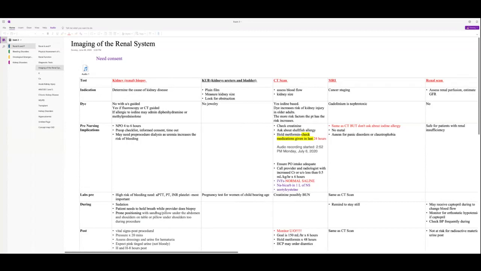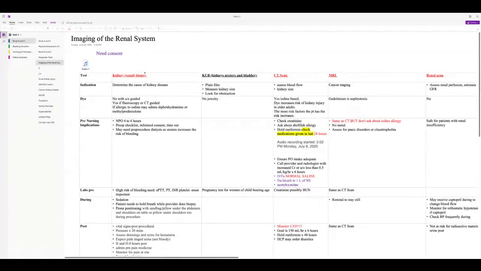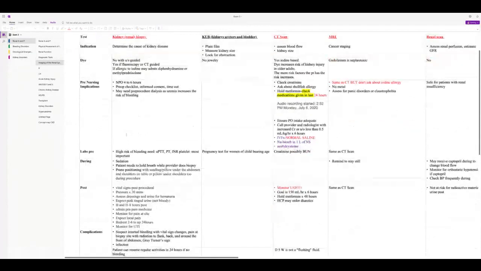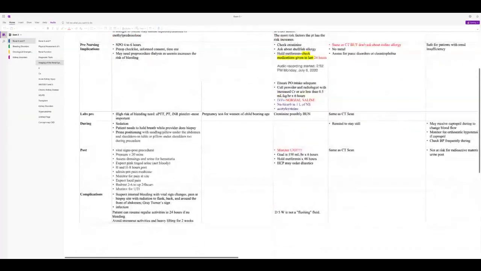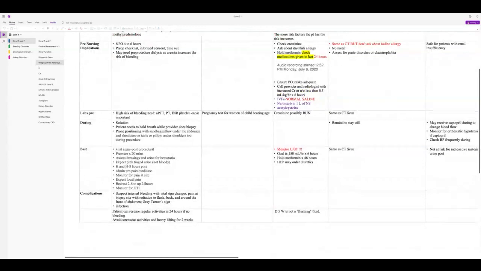So beforehand, make sure you have coagulation studies. They're going to need to be NPO beforehand. All the stuff you need to do for the pre-op checklist: informed consent, timeout. You're going to do the coagulation studies. Now, you're going to position the patient prone with pillows underneath their abdomen and their upper shoulders.